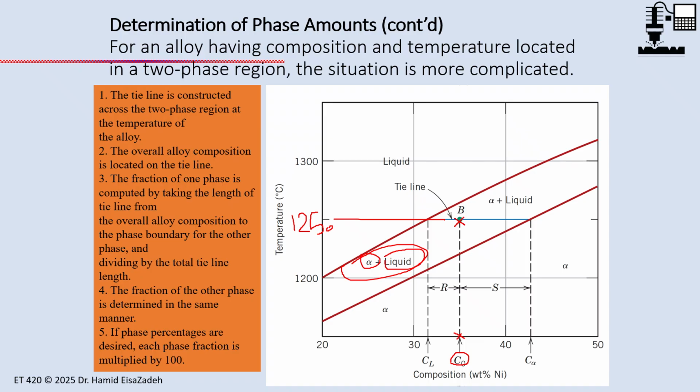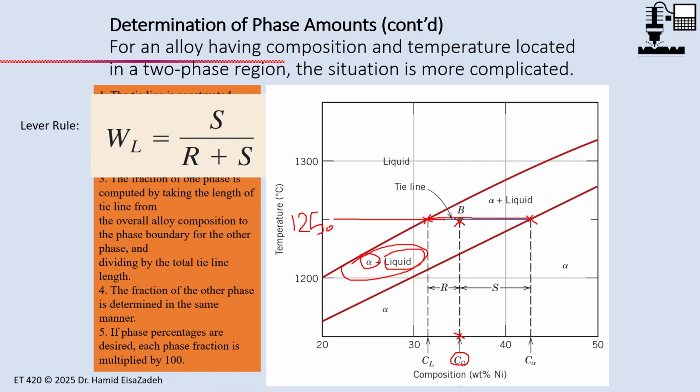Now we want to find out, we have to draw a horizontal line, they call it the tie line, until they cross this solidus and liquidus line. Remember, this is going to be a horizontal line, not a vertical line. And then the overall alloy composition is going to be located on the tie line. The fraction of one phase is computed by taking the length of the tie line from the overall alloy composition to the phase boundary for the other phase and dividing by the total tie length.